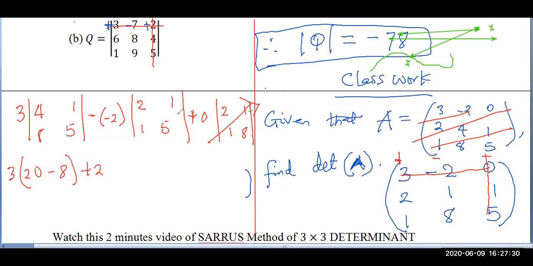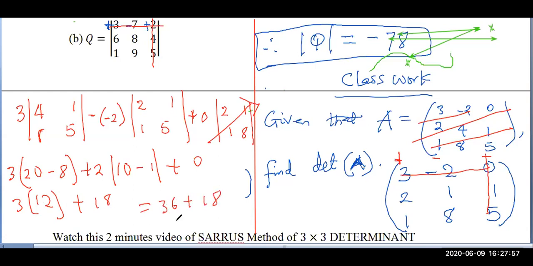Then, of course, 2 times this is 10, so I'm going to have it as 10 minus 1, then plus 0. Then 3 multiplied by 12, okay, plus 10 minus 1 is 9, times 2 you have 18. And of course you have it as what? 36 plus 18, you end up having 54 as the answer. So this is the final answer.